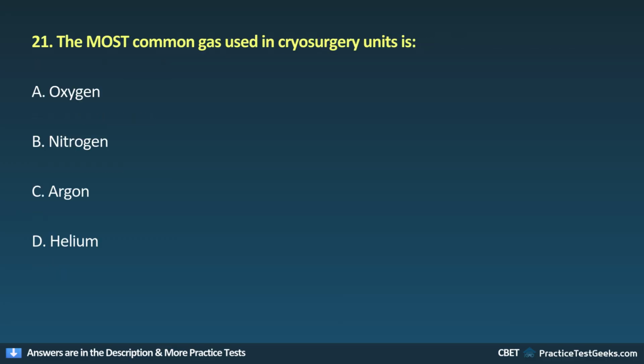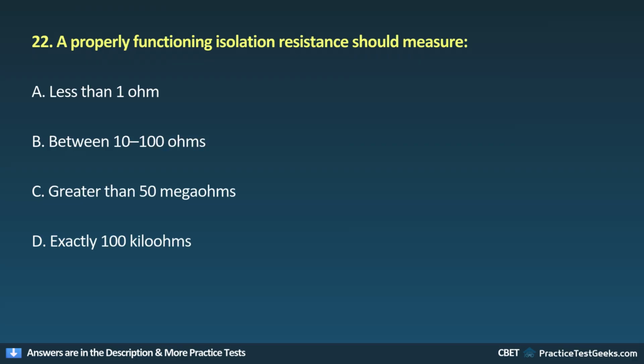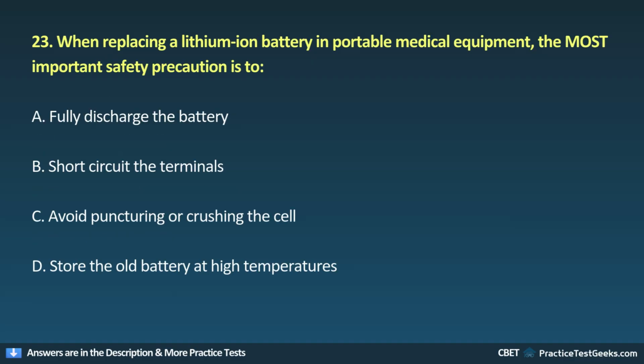21. The most common gas used in cryosurgery units is A. Oxygen. B. Nitrogen. C. Argon. D. Helium. 22. A properly functioning isolation resistance should measure A. Less than 1 ohm. B. Between 10 to 100 ohms. C. Greater than 50 megaohms. D. Exactly 100 kiloohms.